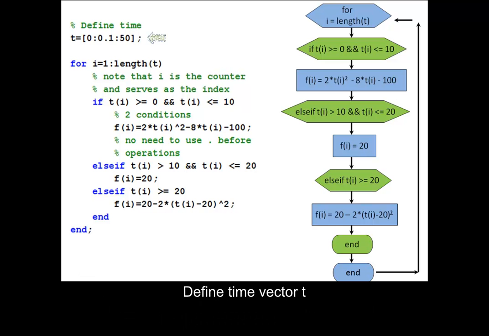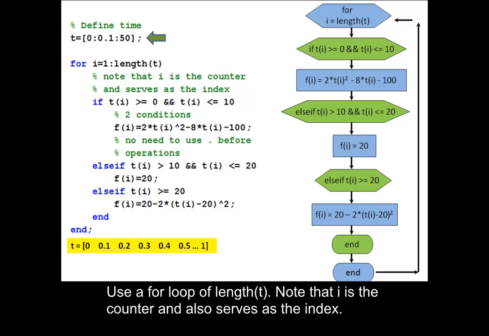Define time vector t. Use a for loop of length t. Note that I is the counter and also serves as the index.